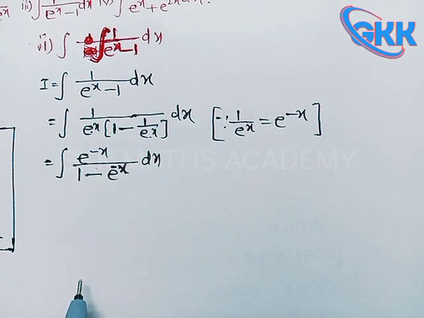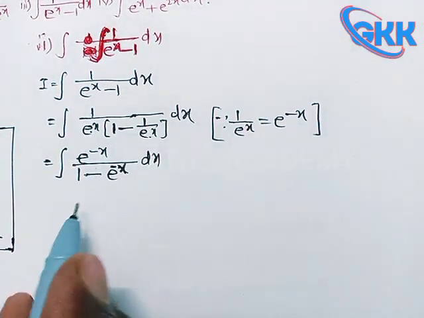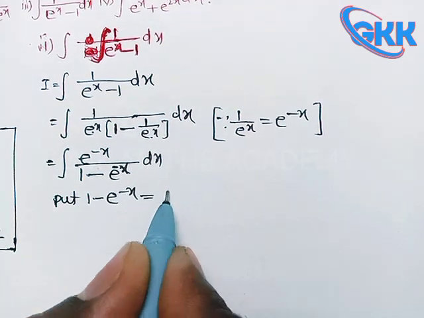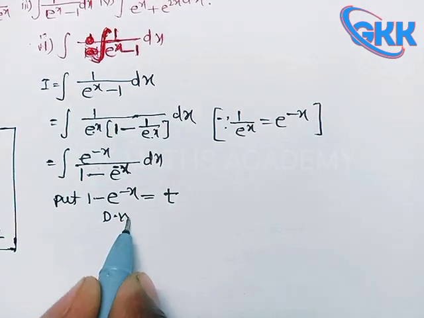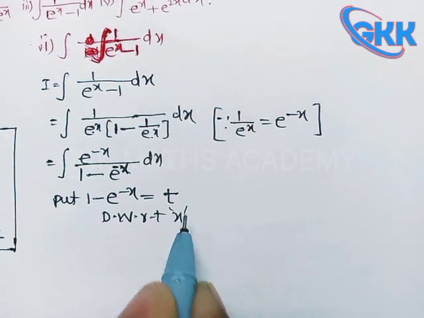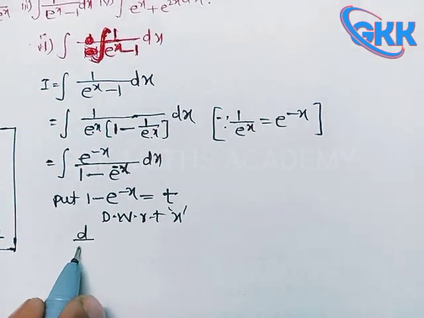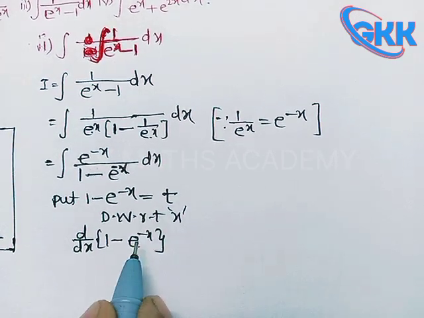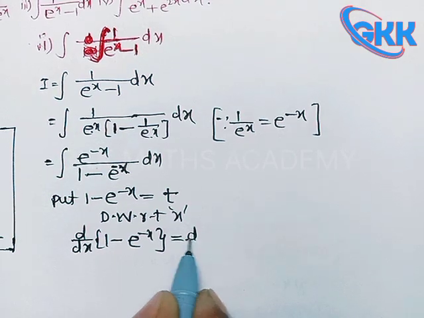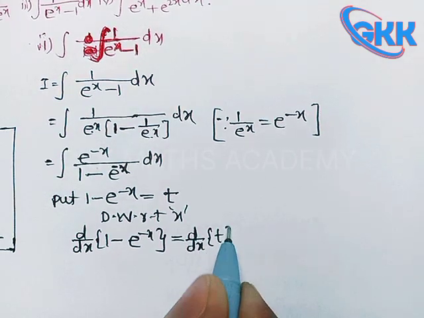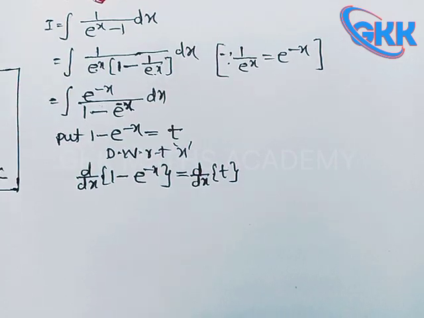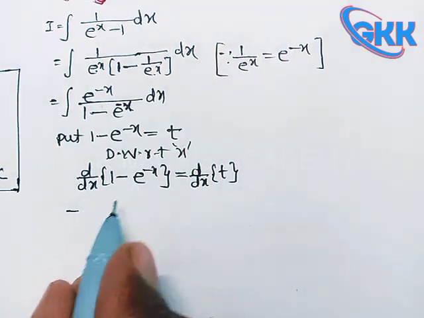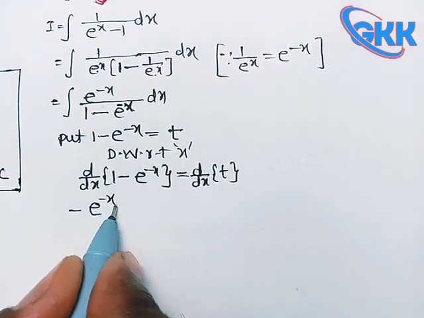Now we can take the substitution. Put 1 minus e power minus x equal to t. Now differentiate with respect to x on both sides. Now d by dx of 1 minus e power minus x is equals to d by dx of t. Clear? Now d by dx of the constant is 0, I am not writing it, here minus is there, d by dx of e power minus x.